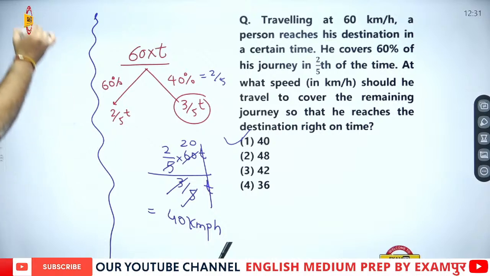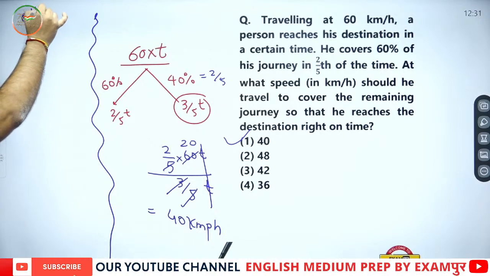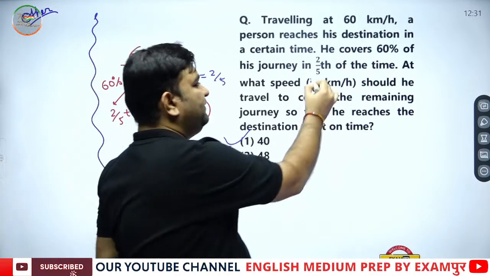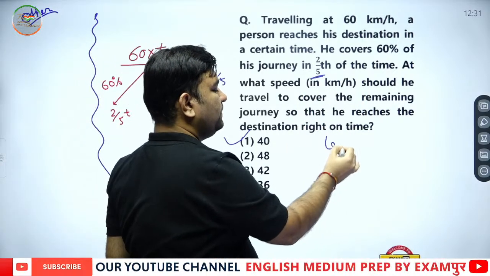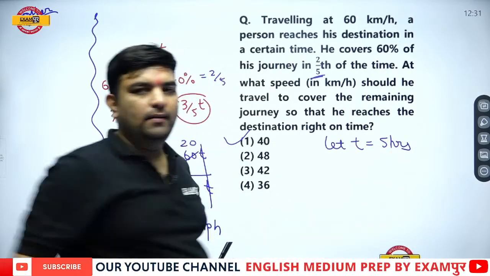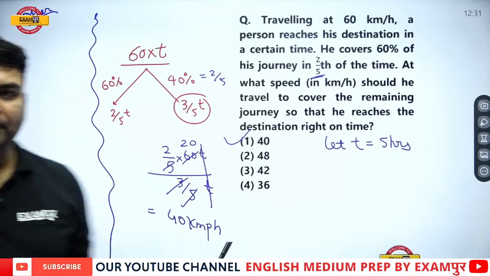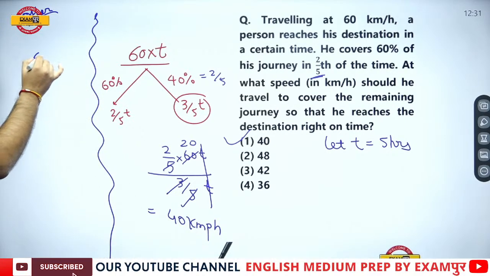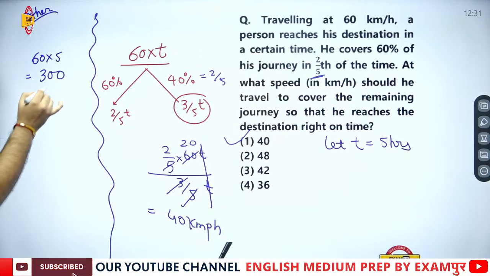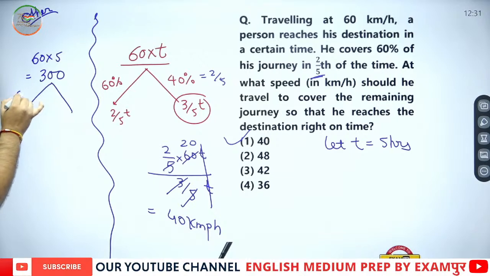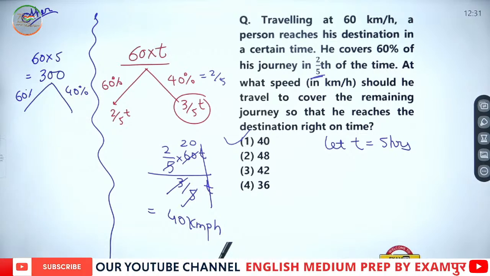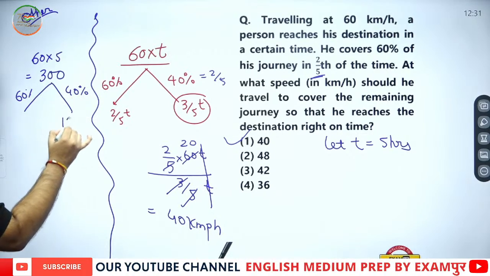What is the other approach? The other approach is, let the time be 5 hours. So my distance would be 60 into 5, that is 300 kilometer. 60% of it is already traveled, so 40% remaining. 40% remaining means 120 kilometer remaining.